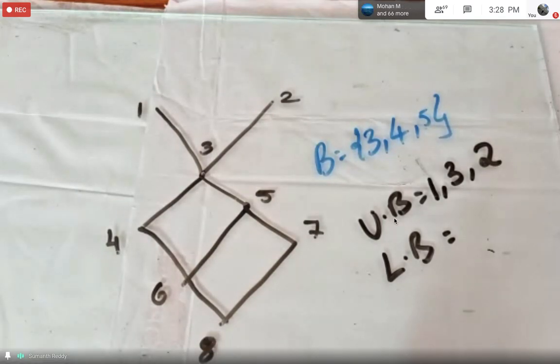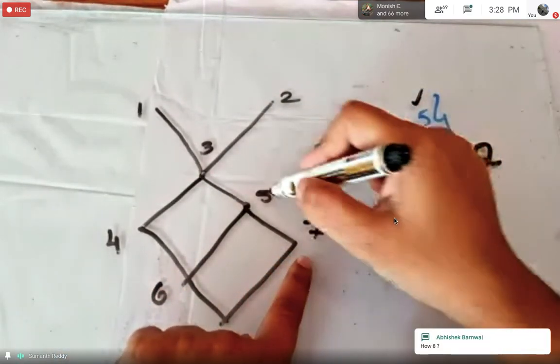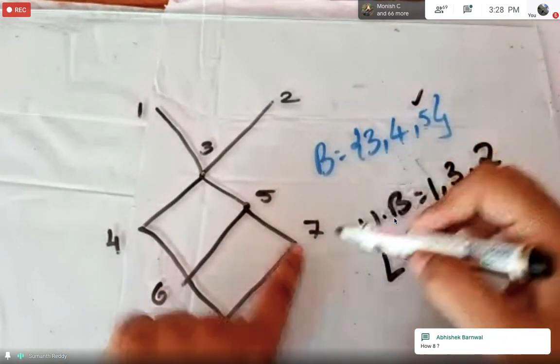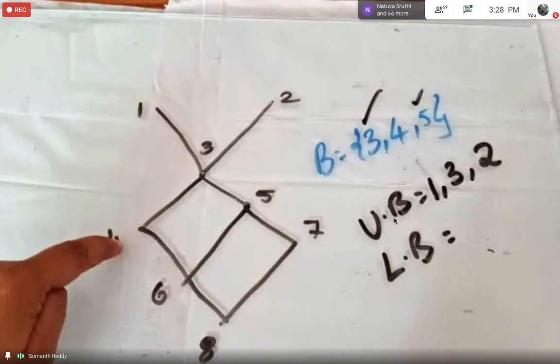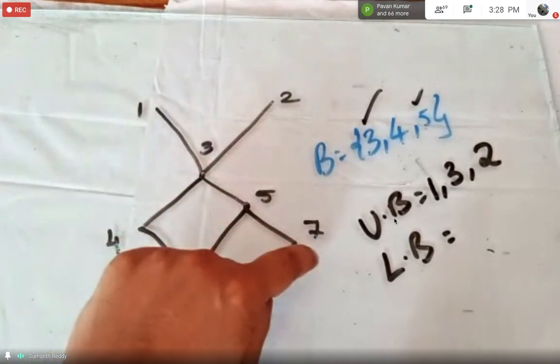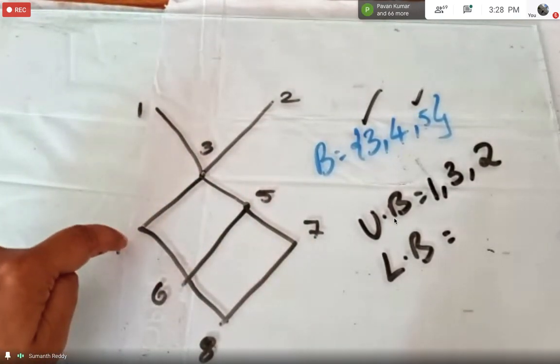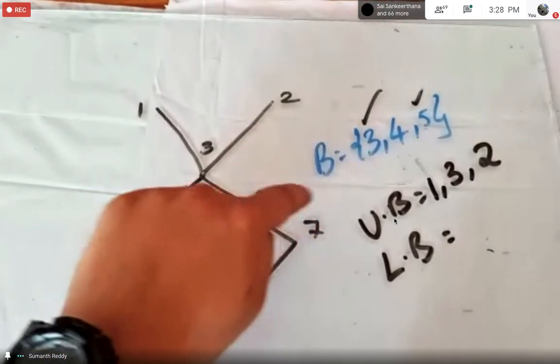Some of you are answering as 7, but it is not correct. The reason is very simple, students. The 7 is related to 5. That is fine. 7 is related to 5, and 7 is related to 3 also, based on the transitive law. But 7 is not related to 4. Since it is not related to the subset of the elements, so I cannot call this as a lower bound.